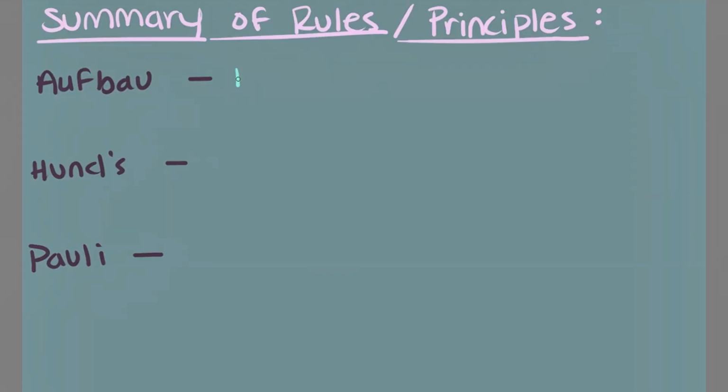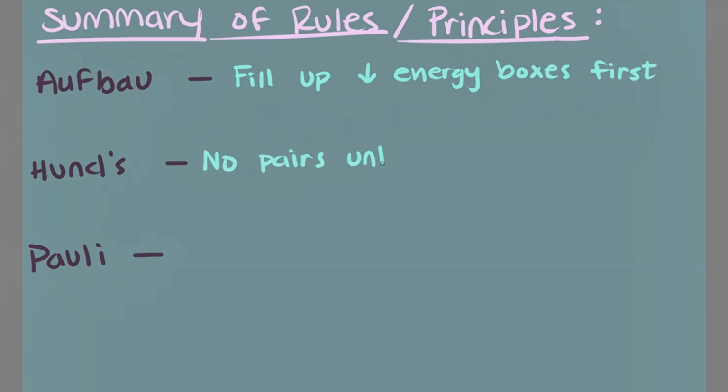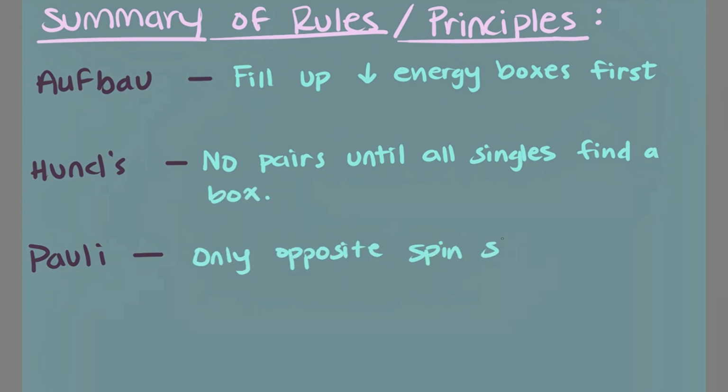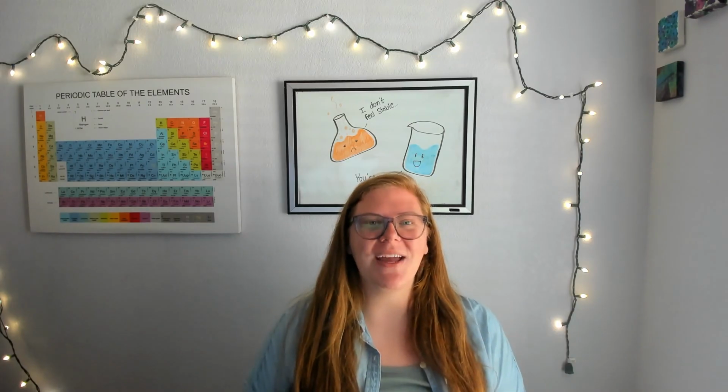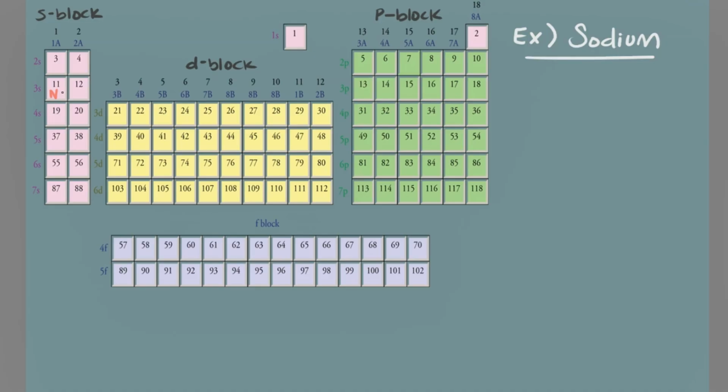So in summary, the Aufbau Principle says we must fill up the lower energy box first before moving to a higher energy box. Hund's rule says we can have no pairs until singles find a box in the same level first. And Pauli Exclusion Principle says we can only have opposite spin states of electrons in the same box. Now that that's out of the way, let's look at some examples.